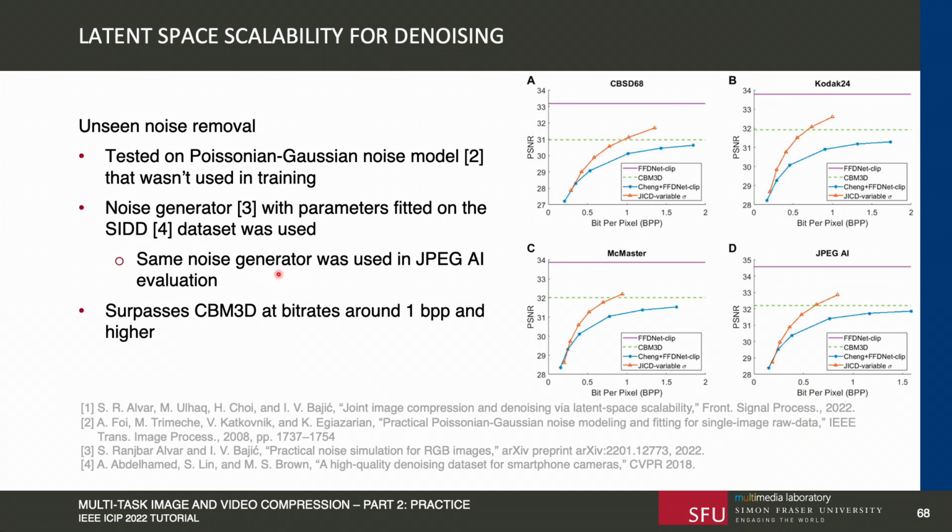The same sort of noise type was used in JPEG AI exploration experiments. So you can see here in the results that all systems do better now. The PSNRs are higher. Nonetheless, this joint image compression and denoising approach is still able to provide better denoising performance than CBM3D at a sufficiently high bitrate while doing compression. And of course, FFDNet Clip still remains the best denoiser per se, but it doesn't perform compression.